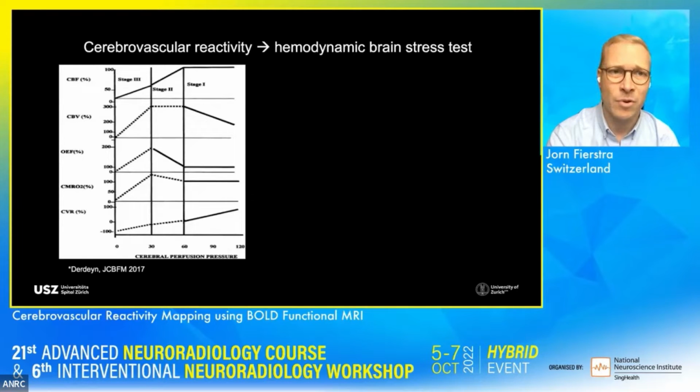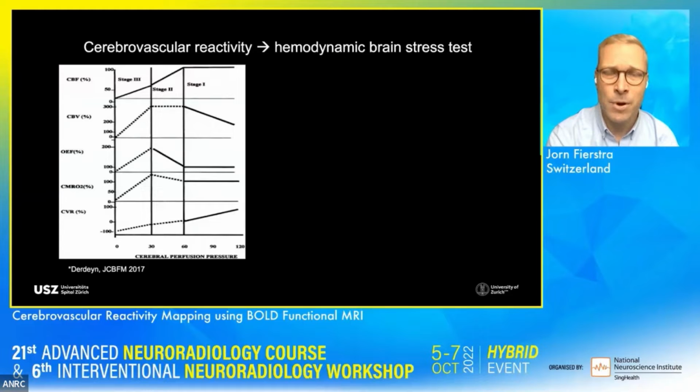For instance, if we have a look at cerebral blood flow, this may be normal even if there's a vascular pathology present. So baseline blood flow may be okay, but it's not what we're interested in. We would like to know what is the consequence if we stress the brain, for instance, with Diamox or with a carbon dioxide challenge. And what you see then is that, for instance, CVR or cerebral blood flow go down if you challenge it.